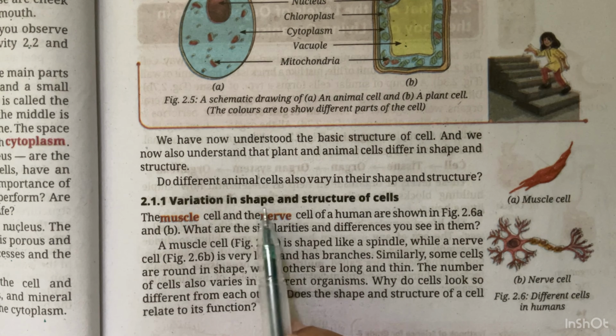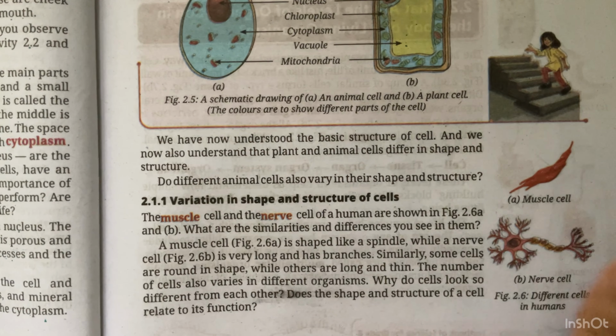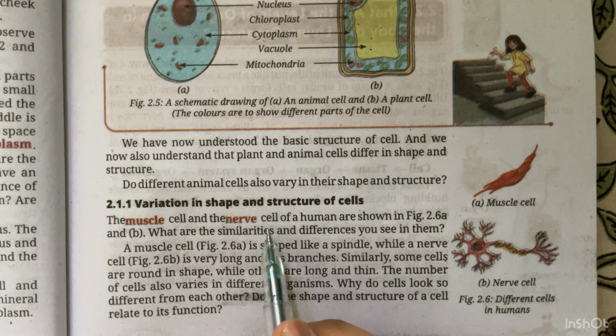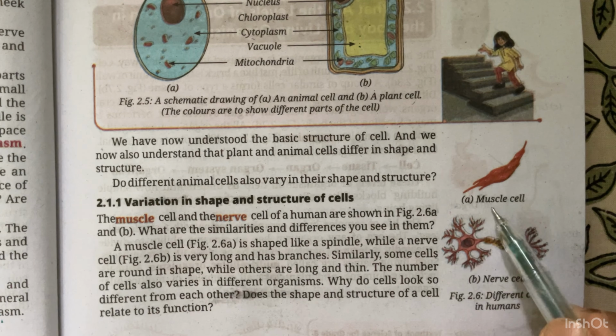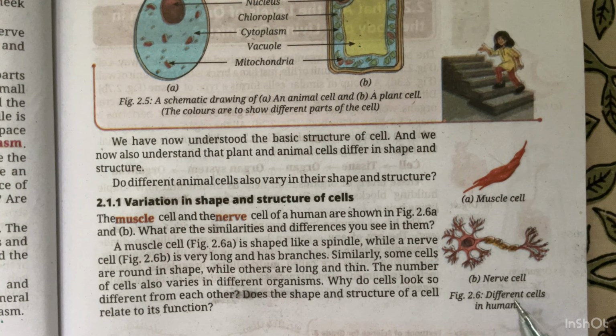Okay, now variation in shape and structure of the cells. Here the muscle cell and the nerve cell of the human are shown in figures 2.6a and b. See here, this is a muscle cell and this is a nerve cell. These are cells, but they have different shapes and different structures, and obviously if they have different shapes and structures, the functions of these cells will be different. Now you can see the similarities and differences.